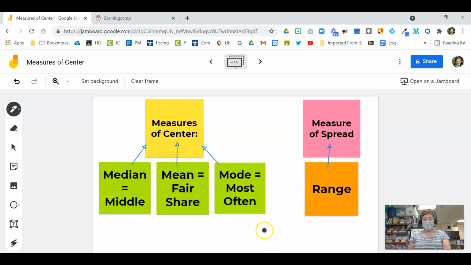Okay, we have now learned all of these different vocabulary words. We've learned these measures of center, numbers that can be used to describe the middle of a set of data, and we also have learned now how to find the measure of spread, which is the difference between the biggest and smallest pieces of data.